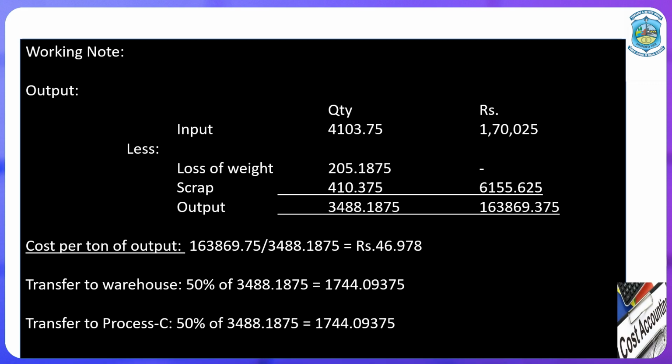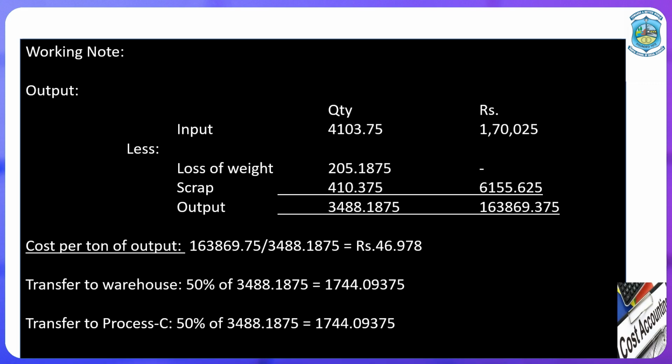First of all, we can calculate the per unit amount, which is 163,869.375 divided by the output, that is 3,488.1875. So, we will get the per ton cost, or per unit cost, as 46.978, 46 rupees and 0.978. On the basis of this, we are going to calculate the amount to be transferred to warehouse and the amount to be transferred to the next process. So, 50% of 3488.1875 is transferred to warehouse, and similarly 50% of 3488.1875 is transferred to the next process.